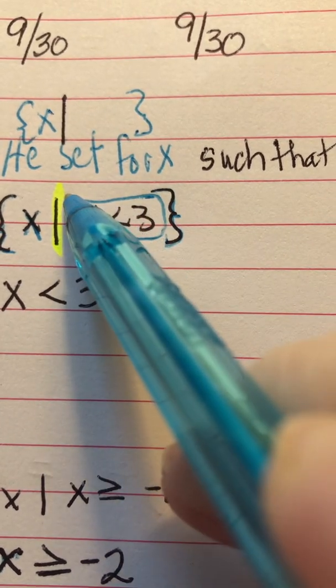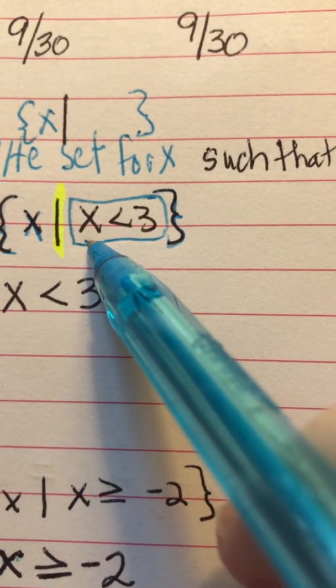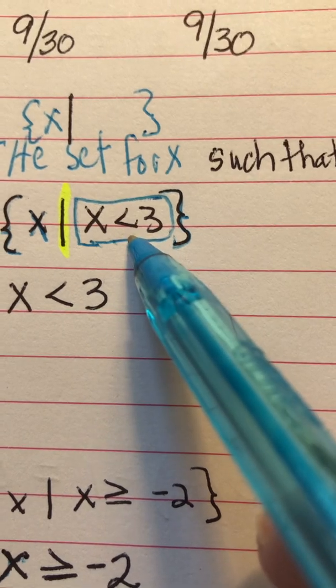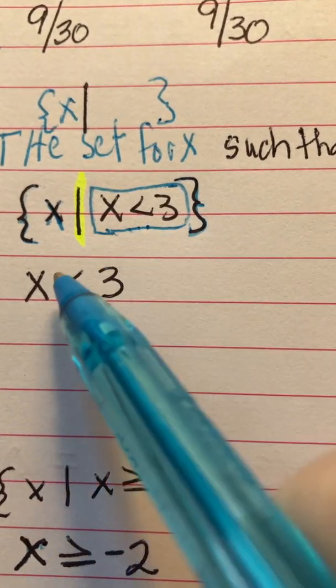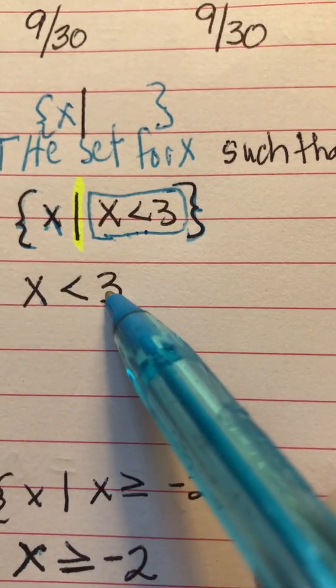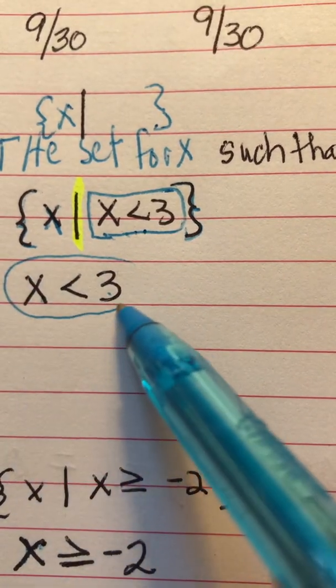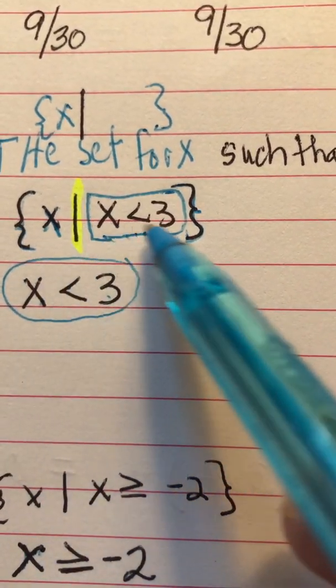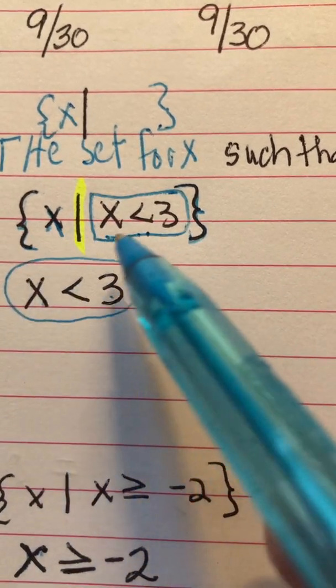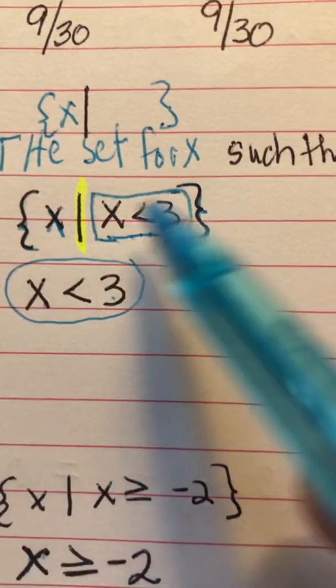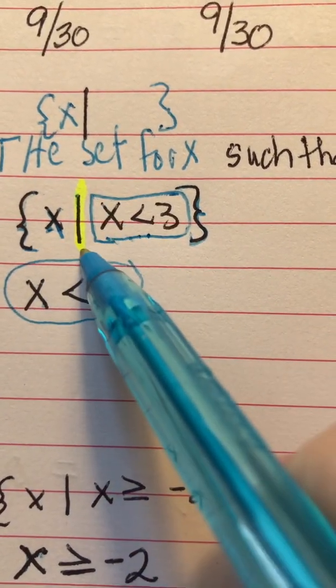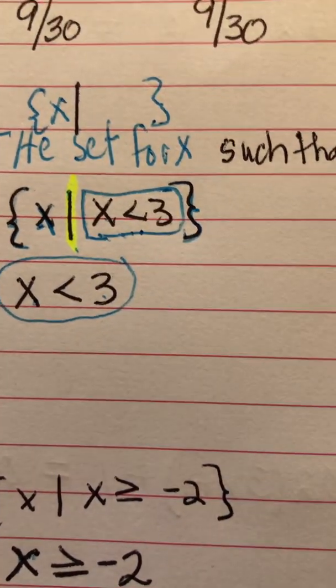This right here is what we wanted to know. This is the rules for the numbers. So in this case, it's saying x is less than 3. They could have just given it to us like this, but a formal sentence in math language is written in this set builder notation. The set of numbers for x such that x is less than 3 is how you read that.